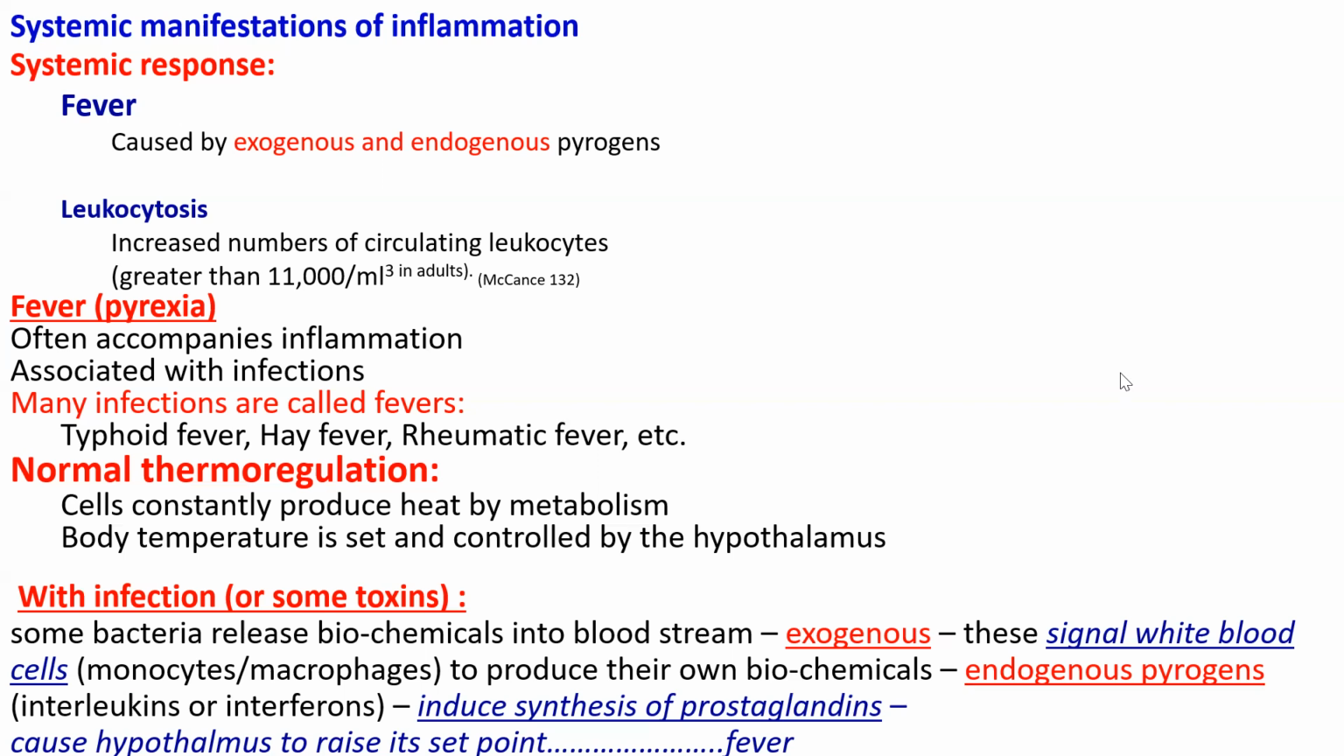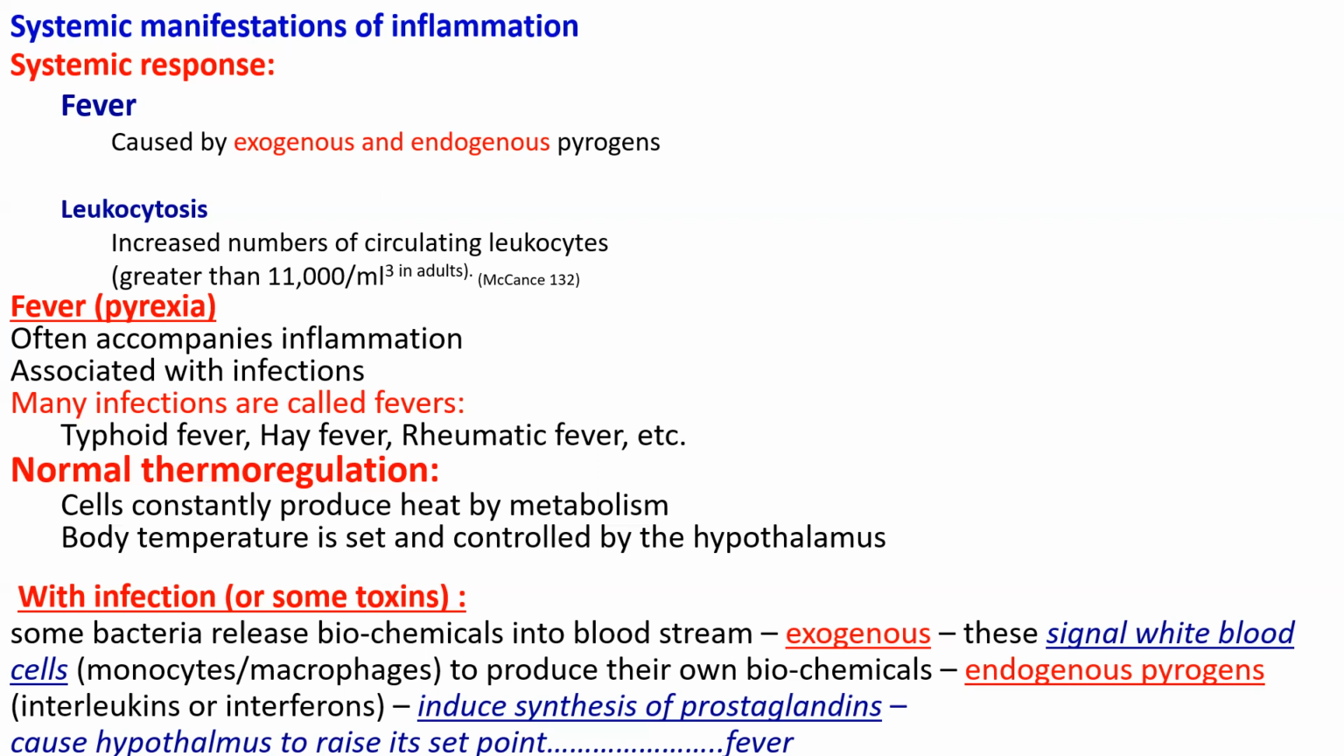the white blood cells to produce their own chemicals, which in this case are endogenous pyrogens. So we have either exogenous, which is the bacteria that release biochemicals, or the white blood cells, which produce their own chemicals, which are the endogenous pyrogens, like the interleukins and interferons. These are endogenous pyrogens.